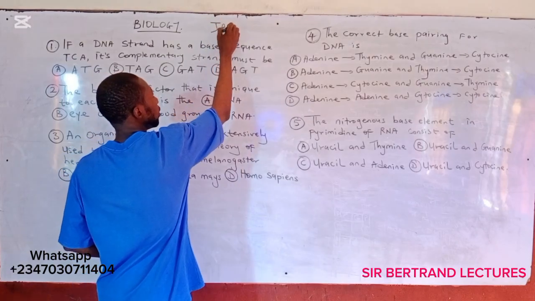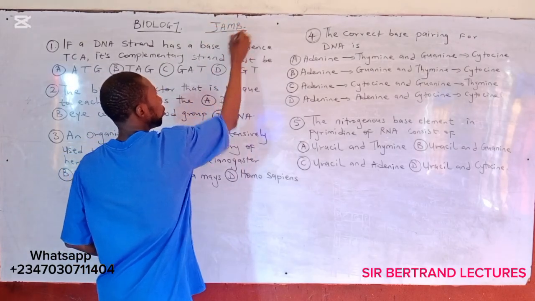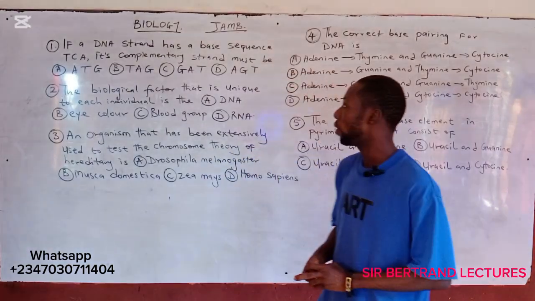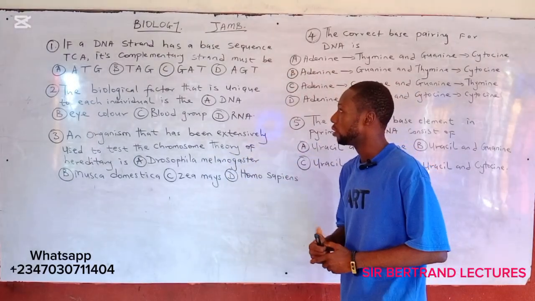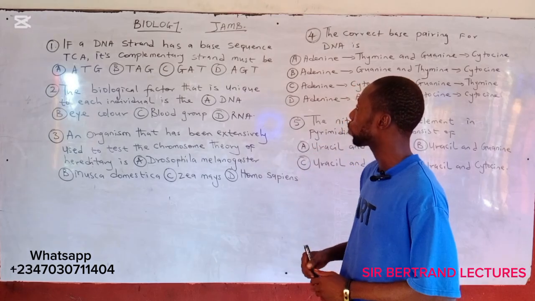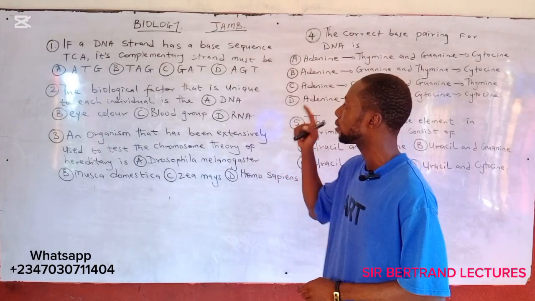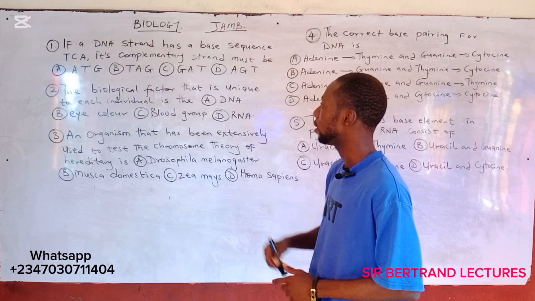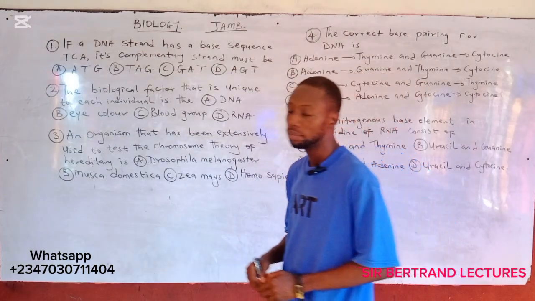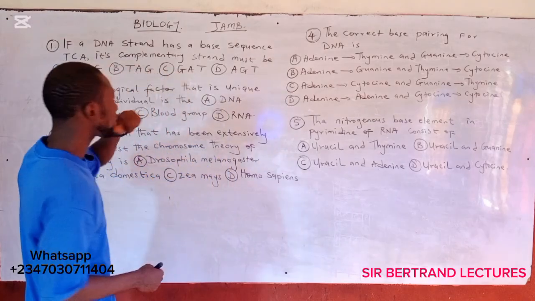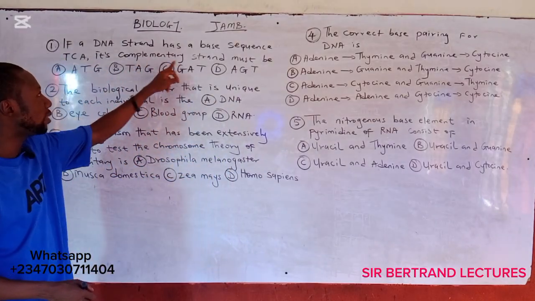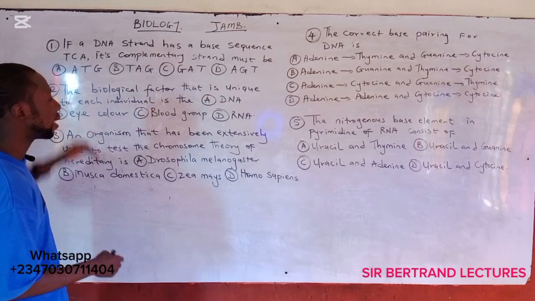This is strictly a JAMB question, for JAMB students. All right, let's dive in. Question number one. If a DNA strand has a base sequence TCA, its complementary strand must be dash.